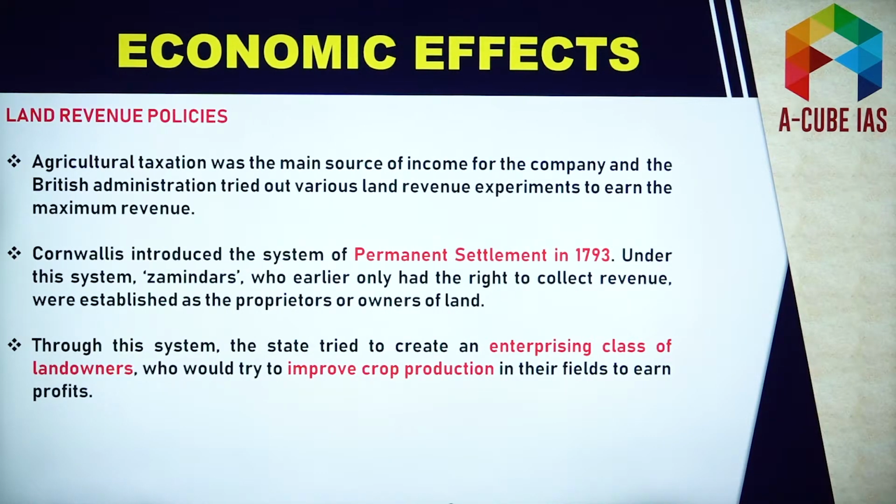Now let's try to analyze the land revenue policies during the British Empire. After the Diwani of Bengal, Bihar and Odisha, the maximization of revenue was the primary objective of the British administration, and agricultural taxation was the main source of income for the company.